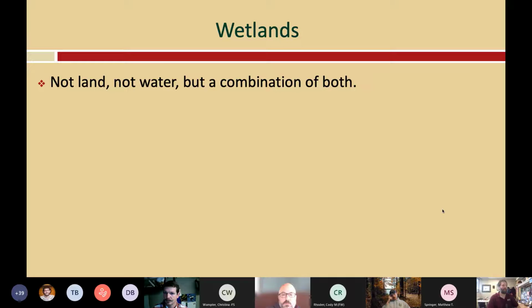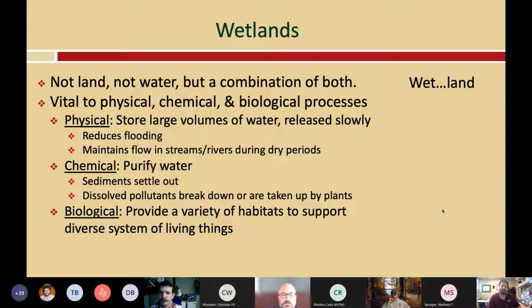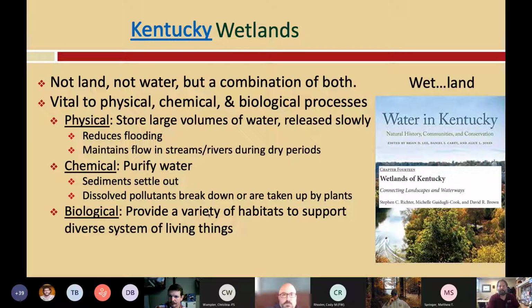I'm going to start by saying that all of you know what wetlands are, so I'm not going to spend much time on this. A wetland is not land, it's not water, it's sort of both. But they have really important physical, chemical, and biological functions. Mostly today I'm going to focus on the biological functions, although I'll mention the physical as well. If you're interested in Kentucky wetlands, there are lots of good sources out there, but I'll recommend this. Some of us at EKU wrote a chapter about wetlands of Kentucky, from the Appalachians to the Mississippi floodplains, and how they connect landscapes and waterways.